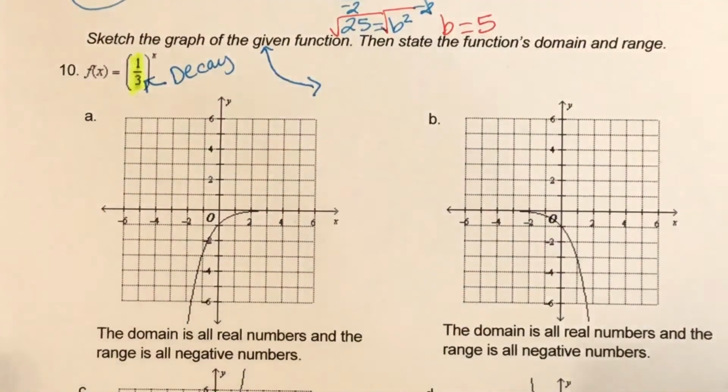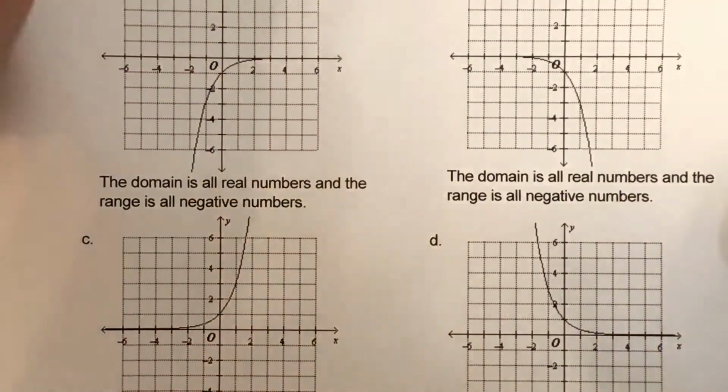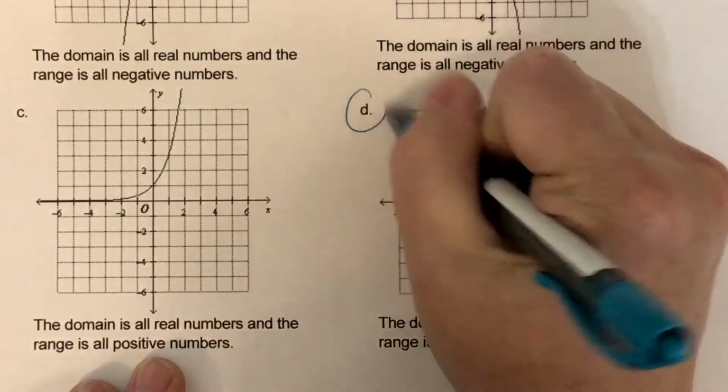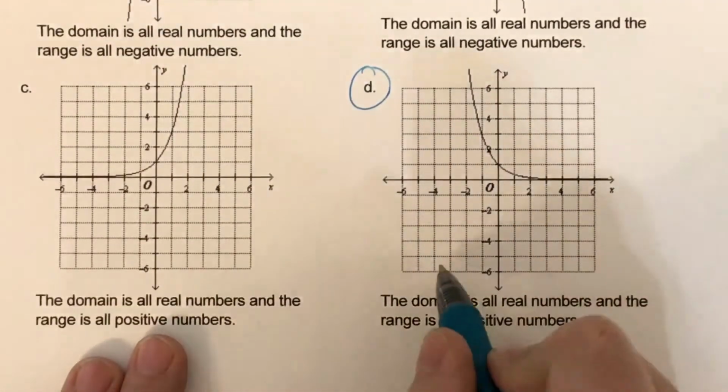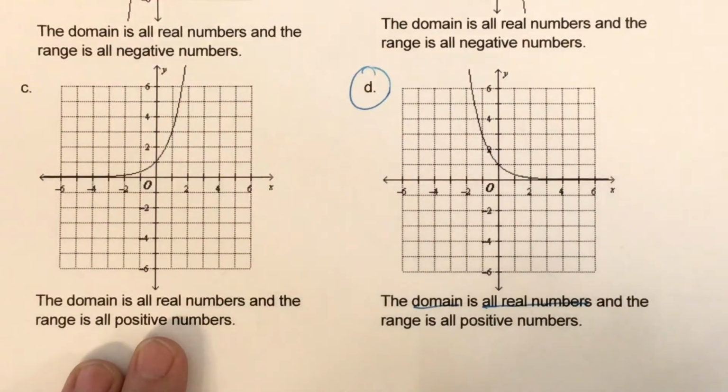So which picture looks like it does that? D. D is the only one that does that. So I don't even need to put it in the calculator. It does say the domain is all real numbers, which is always, always, always the case. And it says the range is all positive numbers.